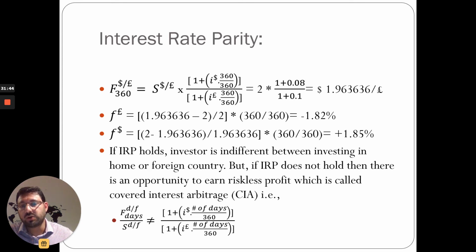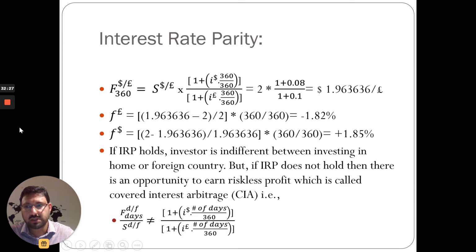And how do we know that there is a violation of the parity condition? If we divide the forward rate by the spot rate, this is actually the same equation like this, right? So simply I took this spot rate to the other side. If this ratio of forward to spot rate is not equal to this ratio of the interest rate of the dollar to the interest rate of the pound, then this D and F, actually this should be D. I was trying to make it generic, so it should be D over here.